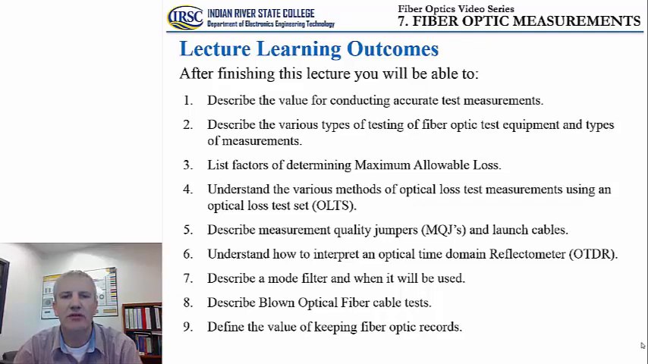We will elaborate on the importance and the meaning of maximum allowable loss, and then we'll move to the understanding of the various methods of optical loss test measurements performed using optical loss test set, or so-called OLTS. We'll see what we mean by measurement quality jumpers and launch cables, and how they are being used in fiber optic measurements. An important topic that's also going to be covered is the optical time domain reflectometer, or so-called OTDR, and the way it's being used in fiber optic measurements, and finally the value of keeping fiber optic records.